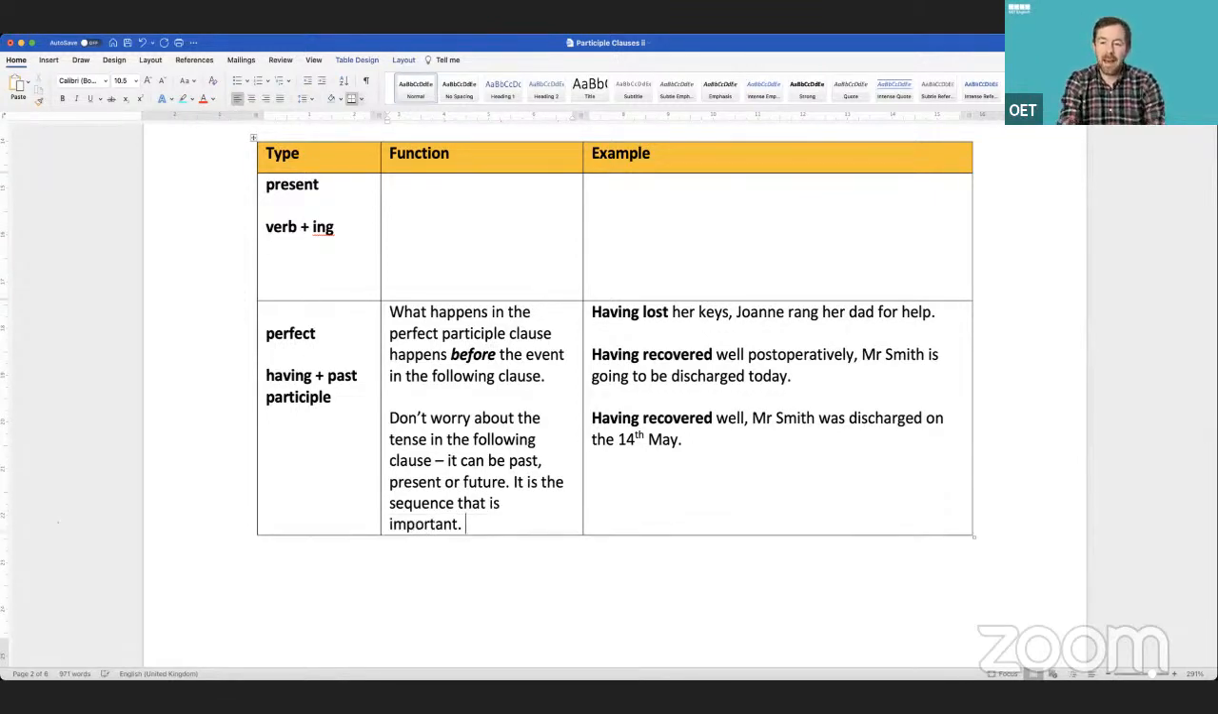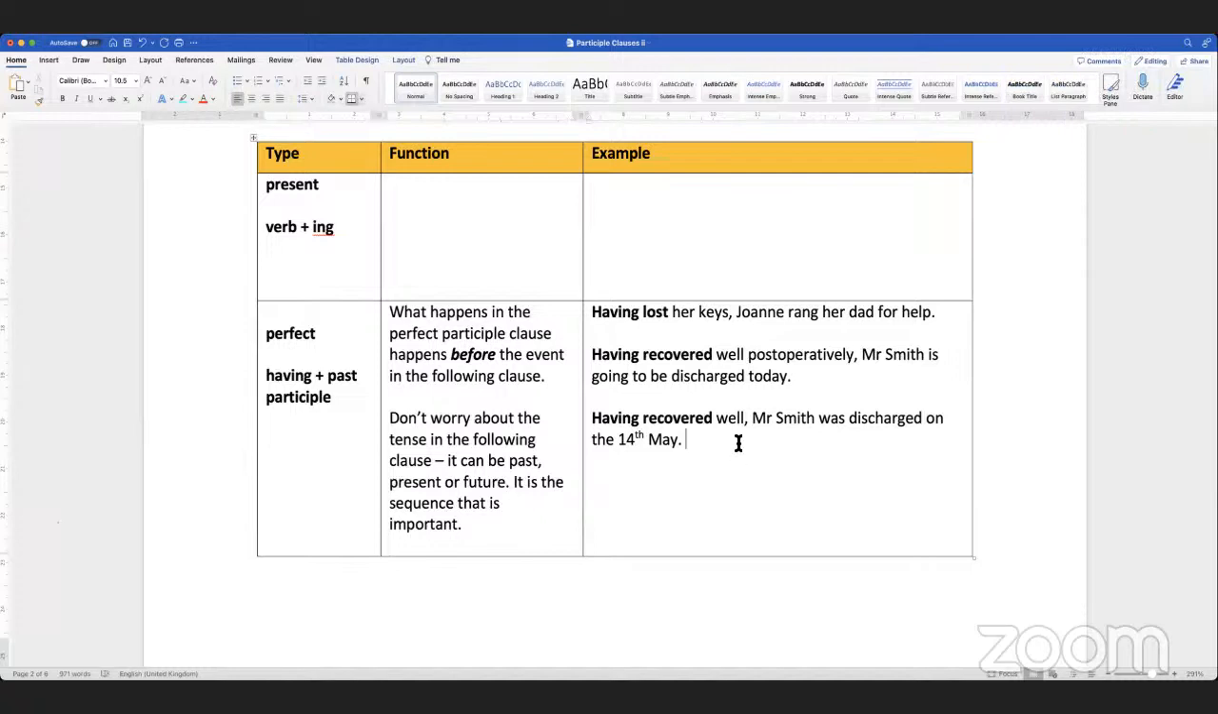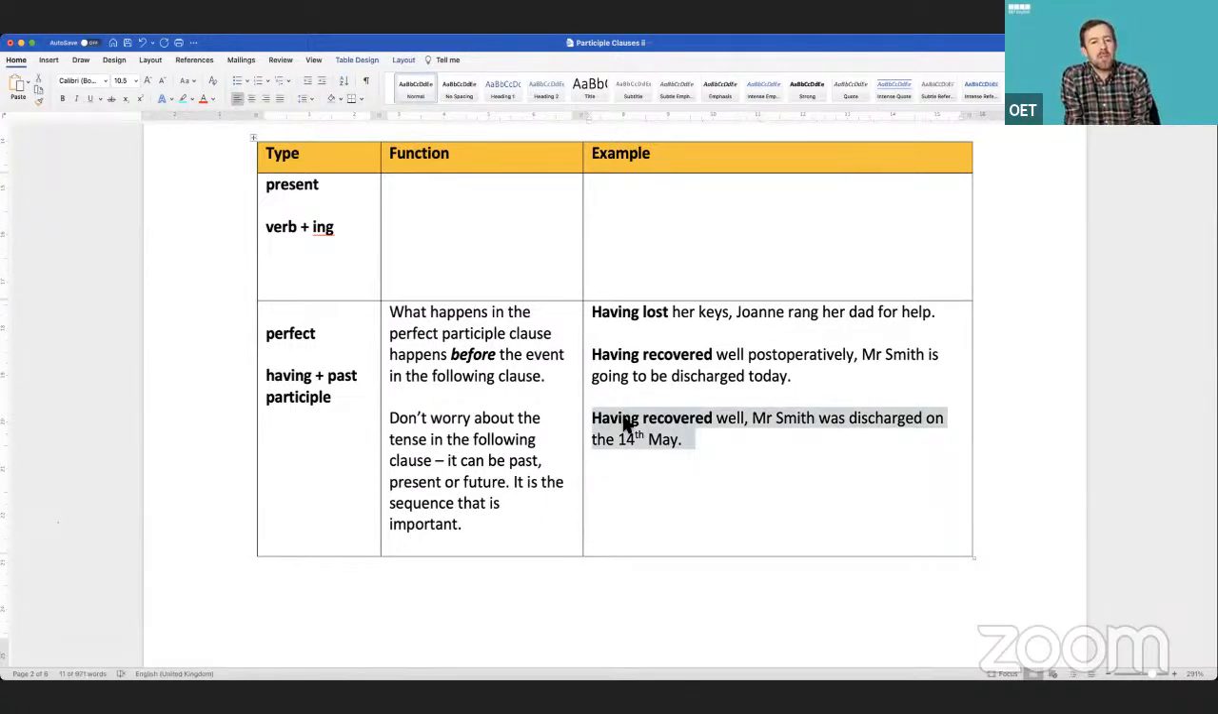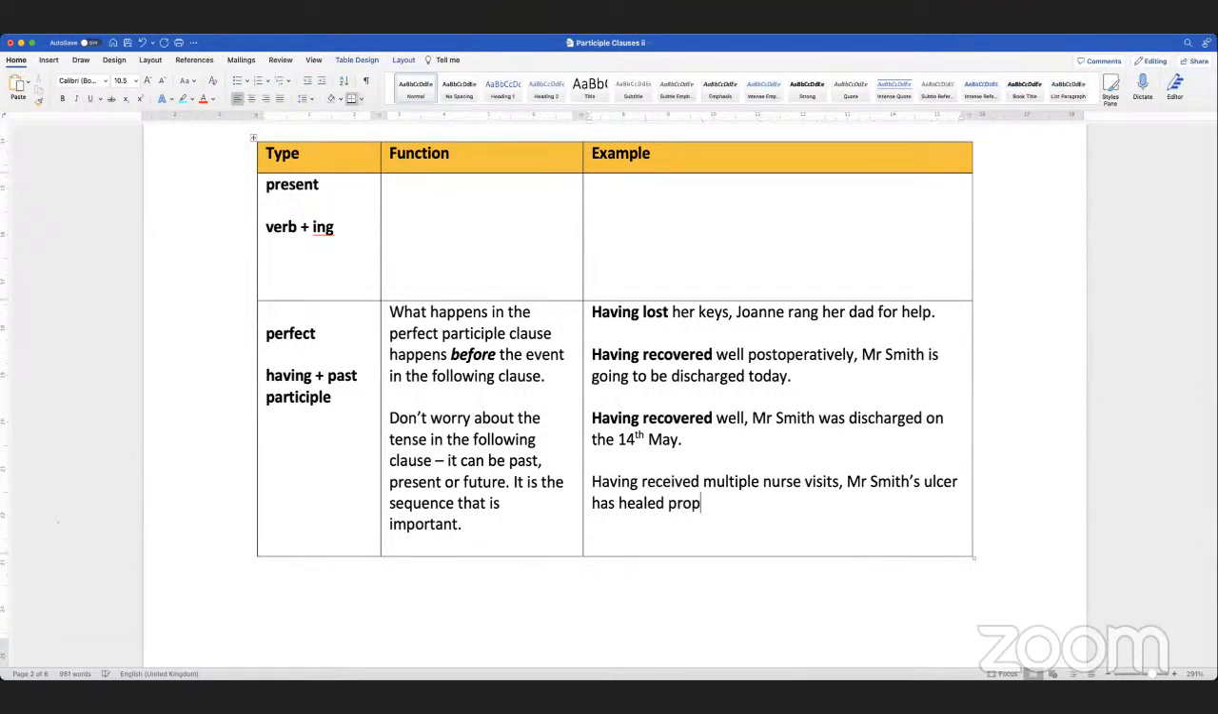Now, I think that that's quite easy to understand. Yes, thank you. It's obvious to most of us. Most of the time, it's obvious what happens first and what happens second, especially in OET. You know, having received multiple nurse visits, Mr. Smith's ulcer has healed. Or healed properly.